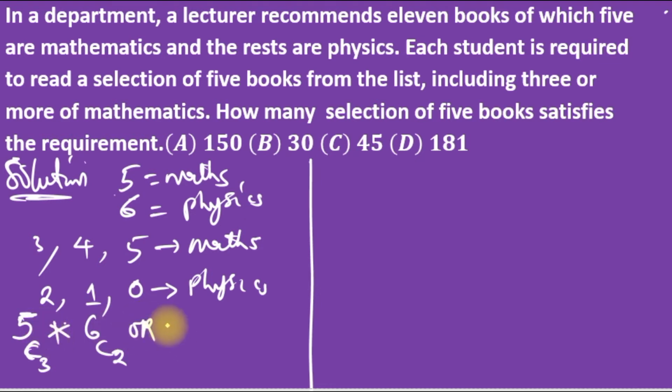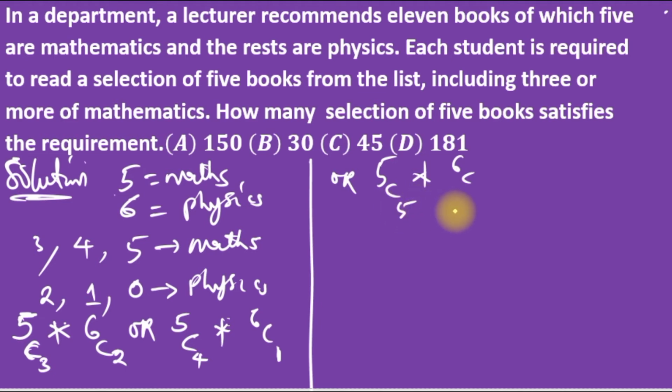Or if I select 4 maths books from the 5 maths and 6 physics books, it means I will select 1 physics. Or if I select 5 maths books, I need to select no physics. So that's the three conditions. In mathematics, "or" means add, so we need to find this, add it to this and this.